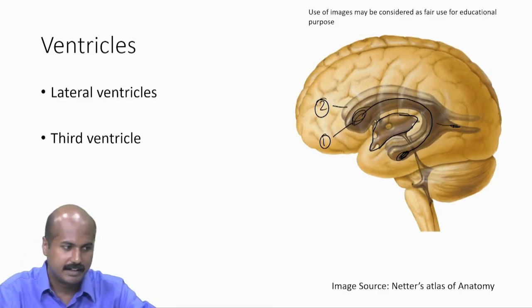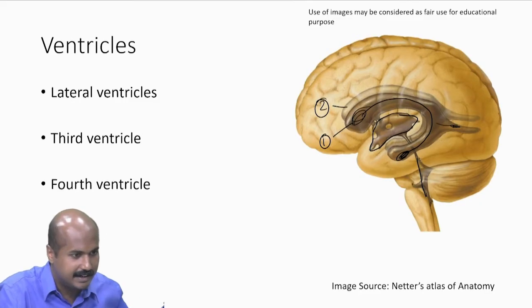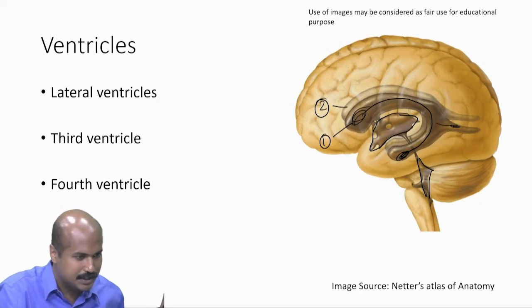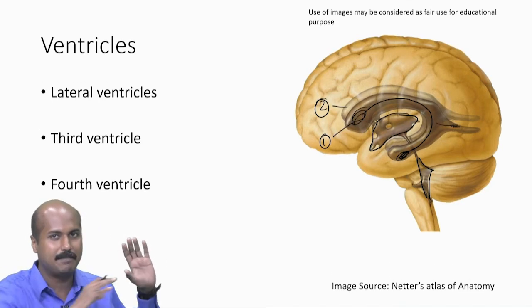Now, the third ventricle then communicates into the fourth ventricle. The fourth ventricle is what you are seeing here. In this lateral projection view, you can see that the fourth ventricle appears tent shaped.